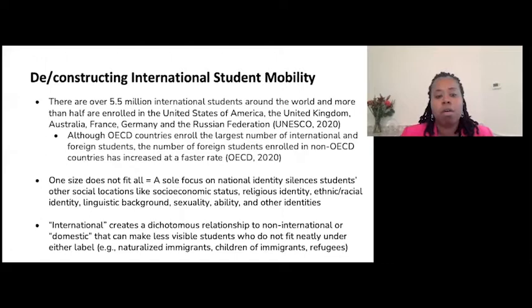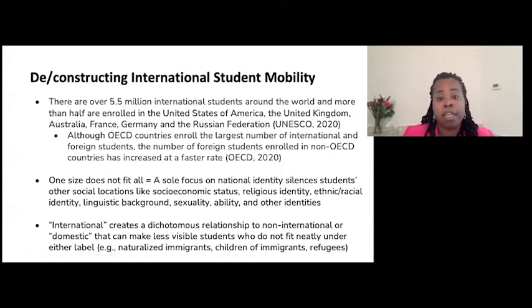So as Christina mentioned earlier, there are over 5.5 million international students around the world. And while much of the traditional dominant dialogue has centered on the mobility of these students from the global south to the global north, deconstructing that narrative allows us to really focus on and center the other important key trends, like mobility of students from global south to global south nations, and the weakening of international student enrollment and satisfaction in many global north countries as well.